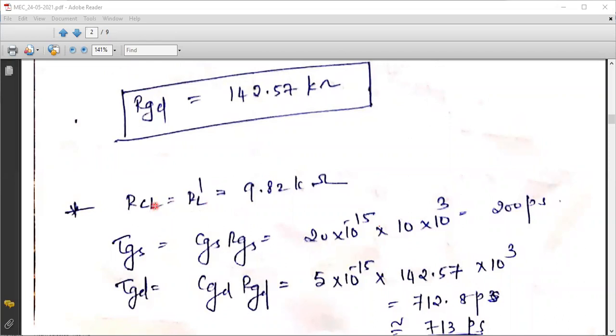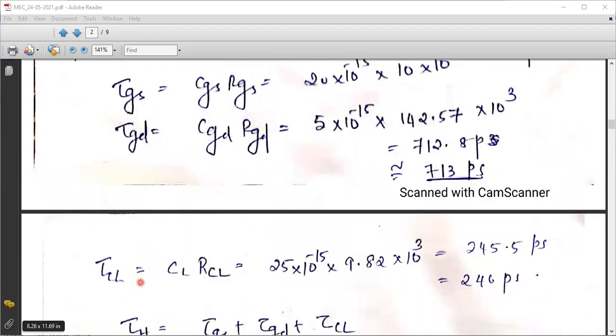Now based upon these obtained resistances, you can start computing the time constants. Time constant is nothing but the product of the resistance and capacitance. Individually, you can find tau GS, tau GD, as well as tau CL, where each time constant is the product of the respective resistance and capacitance.